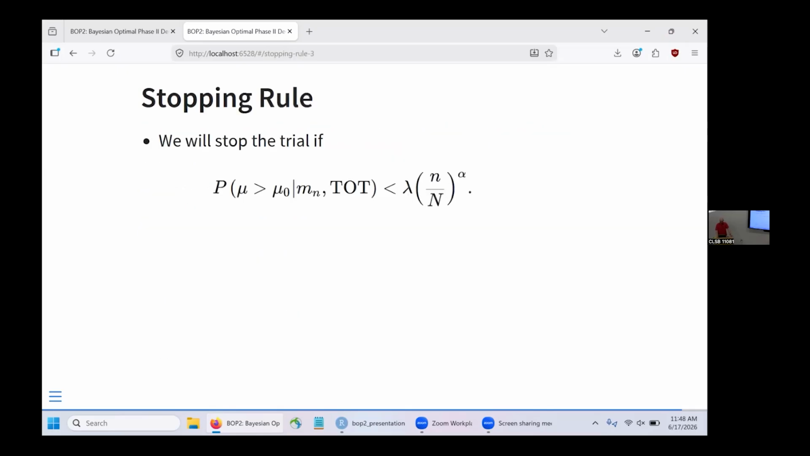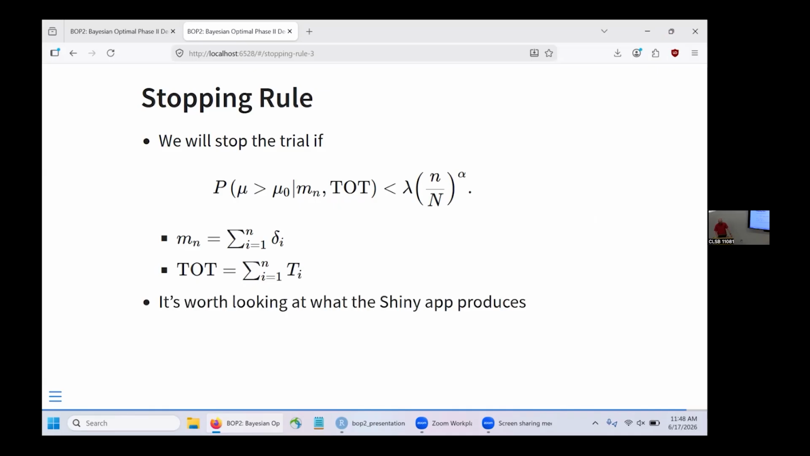So in terms of the stopping rule, this should look familiar. M sub n is the number of events that we see. TOT stands for total observation time. That's the sum of all the T's. We're stopping if the probability that our median is really big is small.